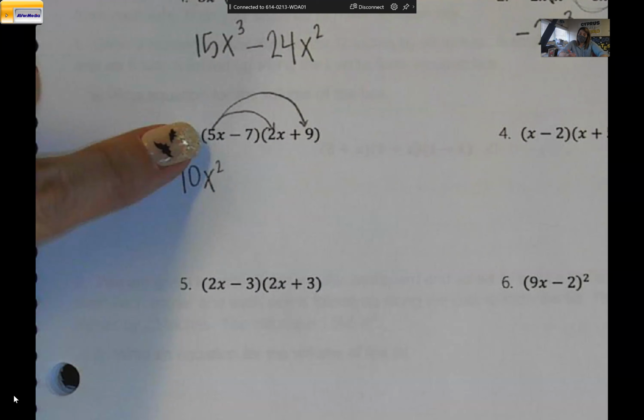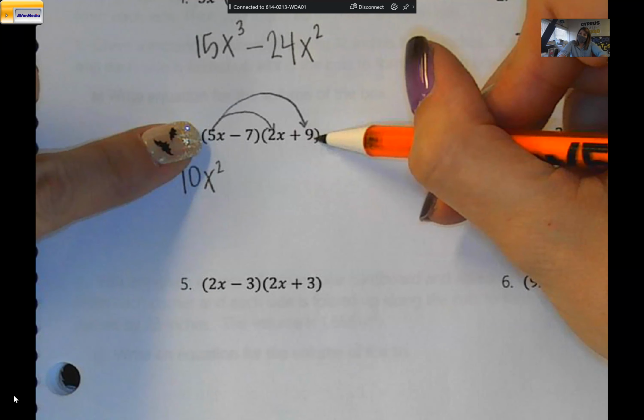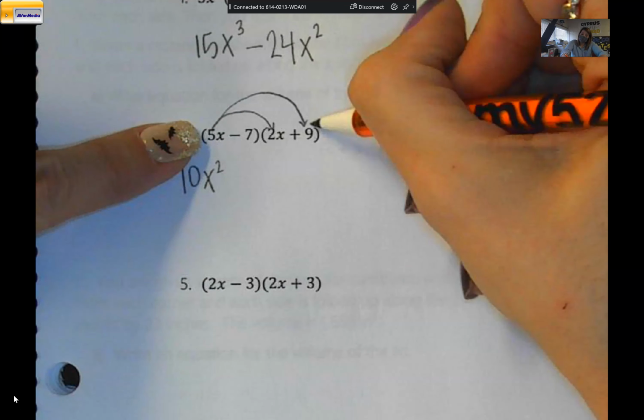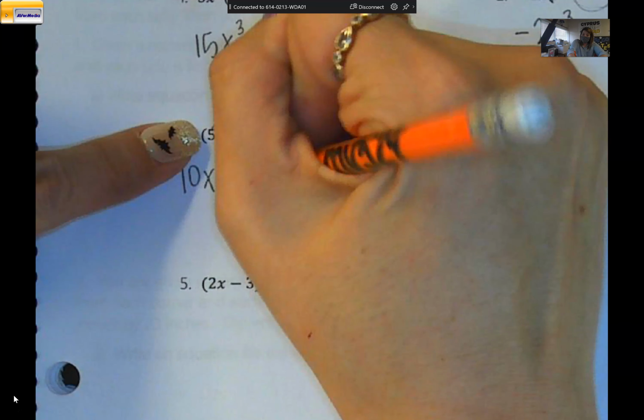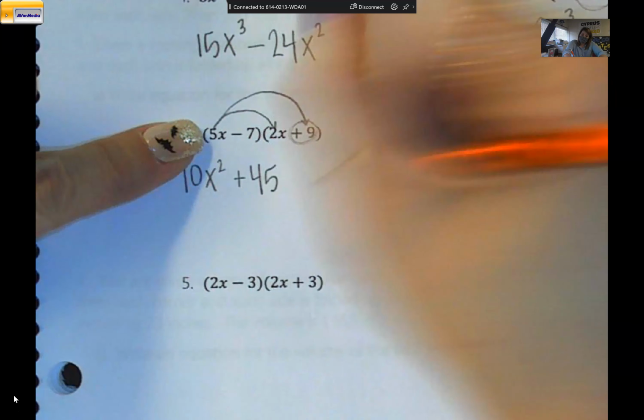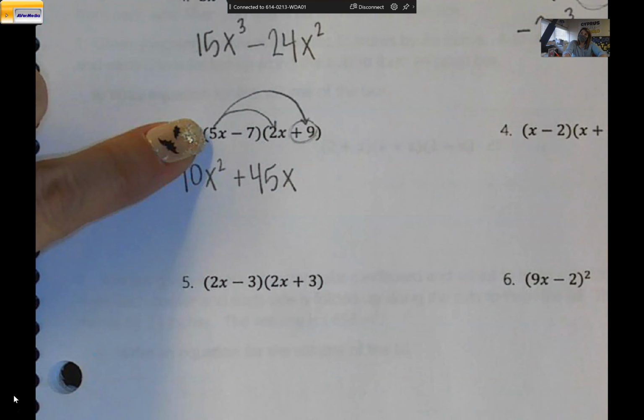Now we come back to 5x and we're going to multiply it by 9. So 5 times a positive 9 is going to give us a positive 45. And we have the x that we multiplied in.